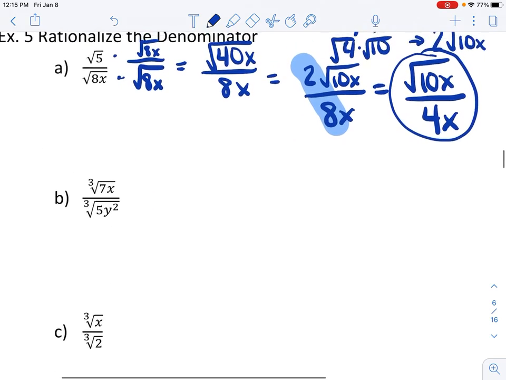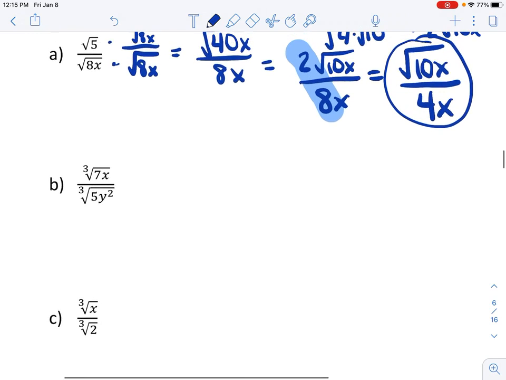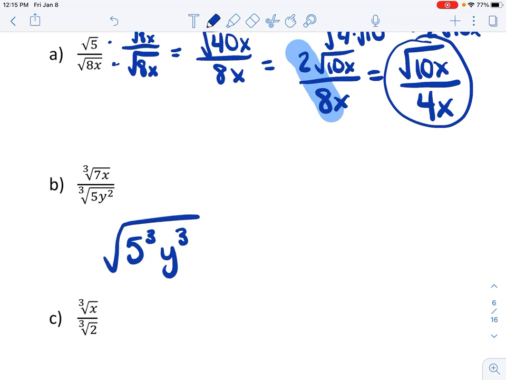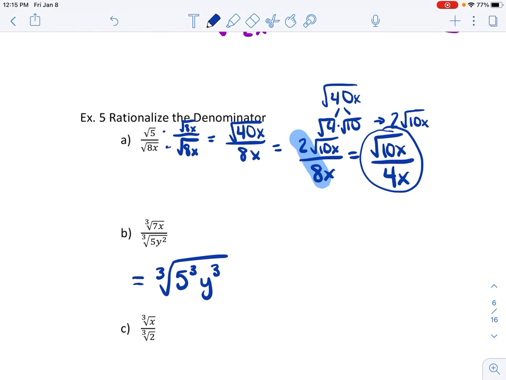All right, so here's where it gets a little more confusing. B and C are slightly different. To rationalize a cubed root, you actually need to have everything inside be a perfect cube to be able to cancel it out of the denominator. So it'd have to look something like this to be able to cancel it out. So what we need to do is actually figure out what we need to multiply both the numerator and the denominator by so that the denominator will equal this.